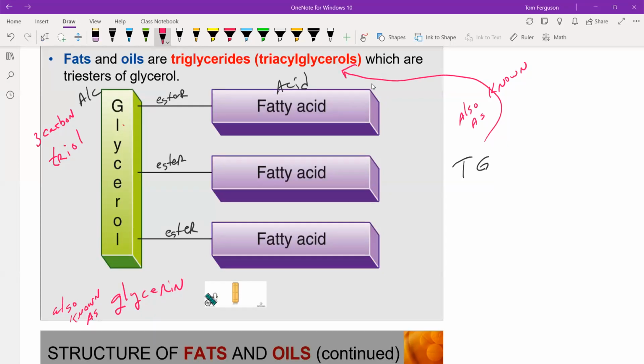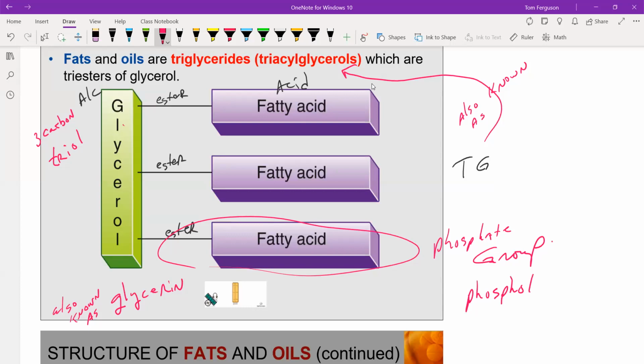Now, sometimes we have more complicated triglycerides. Sometimes there is a phosphate group here, which ends up making a phospholipid, such as in a membrane.